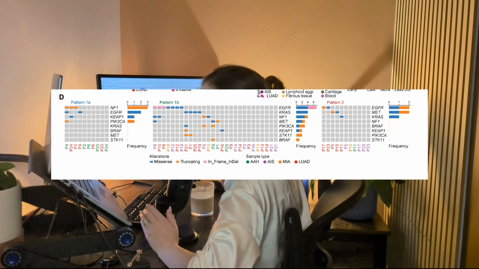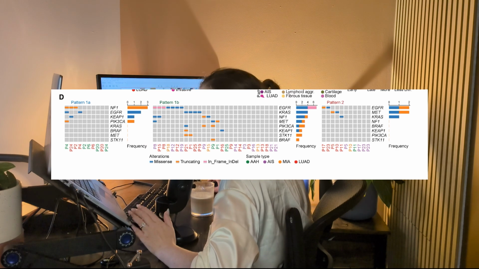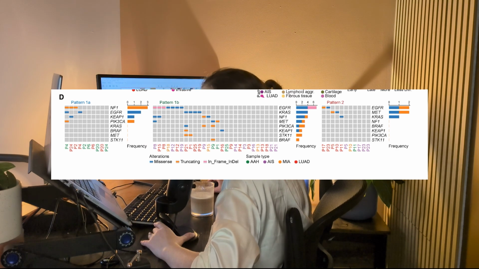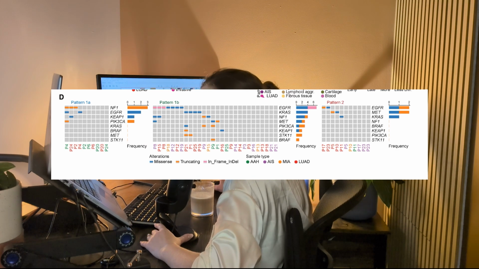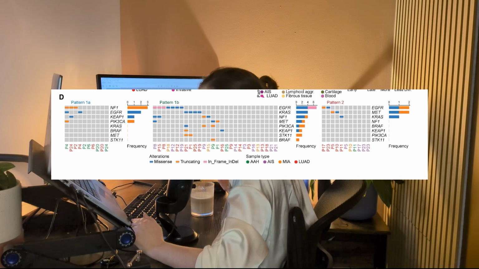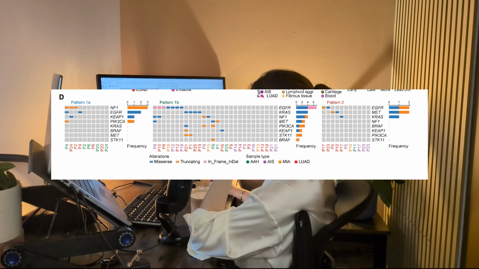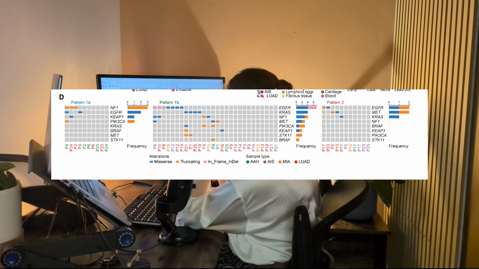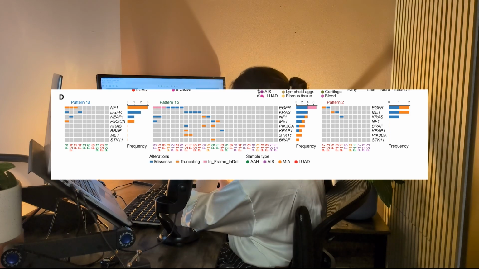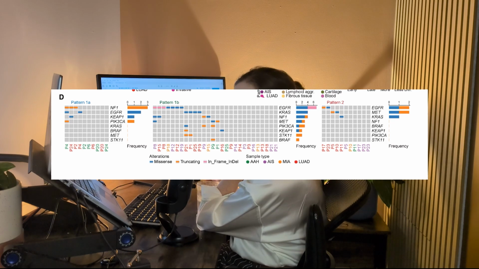Panel D compares driver mutations across the two patterns. Pattern 1B, where precursors and LUAD share some but not all clones, shows the highest frequency of KRAS, EGFR, and MET mutations. Interestingly, KRAS mutations are absent in pattern 1A. This mutation stage association hints that genomic background shapes whether precursors contribute directly to invasive cancer or diverge early. These distinctions are important for understanding patient-to-patient variability in progression risk.